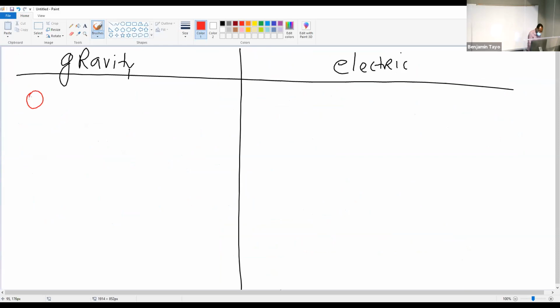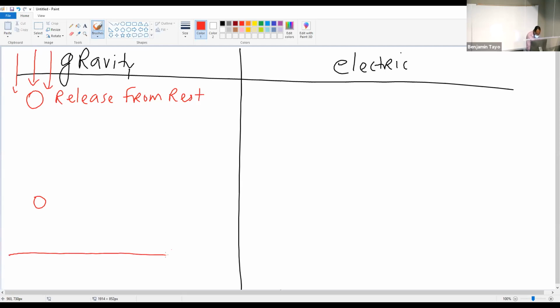So let's take a small ball and release that from rest, right? And here, the force that is pushing this ball is the force of gravity. So we're going to release this ball from rest. Let's say that this is floor level.